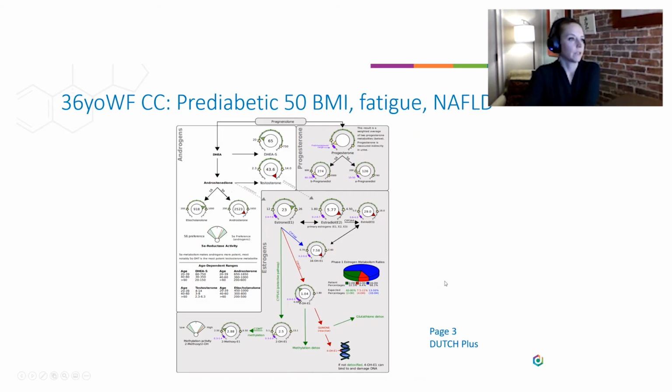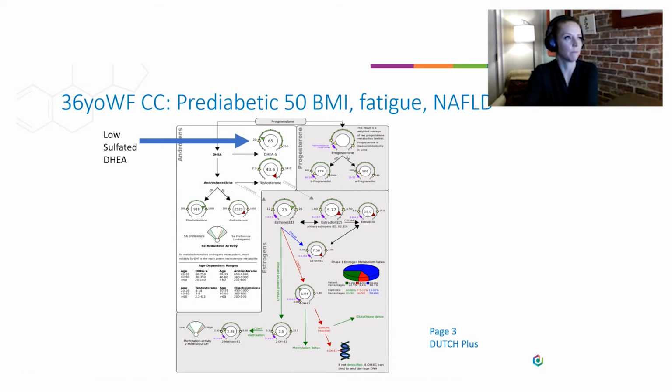Page 3 of her DUTCH Plus is a deeper dive into the estrogen metabolism and the androgen metabolism, both of which are affected by fatty liver. We get the lower sulfation. So you can see her DHEA sulfate is 65. And this exists on an age range. So 60 to 750 is what we expect to see for somebody who's in their 30s. She's at 65. That's pretty low, especially compared to her downstream metabolites of DHEA, which are screaming off the page.